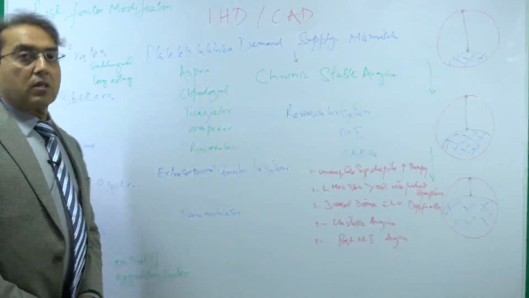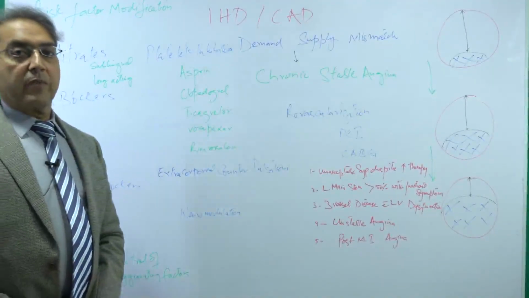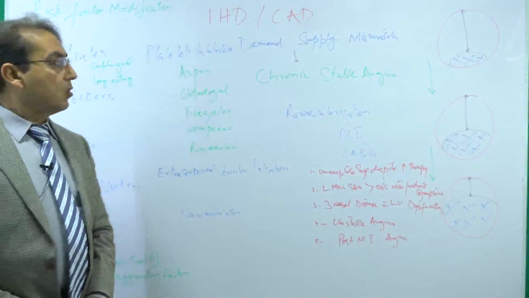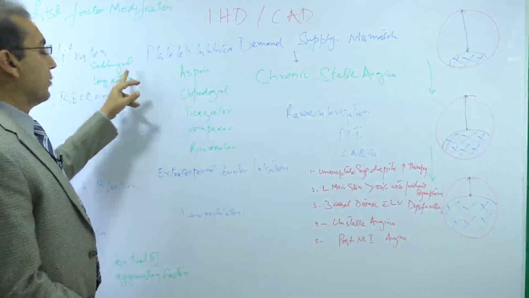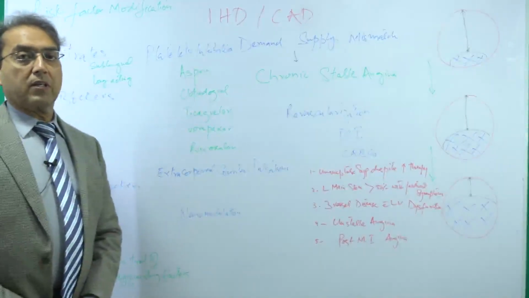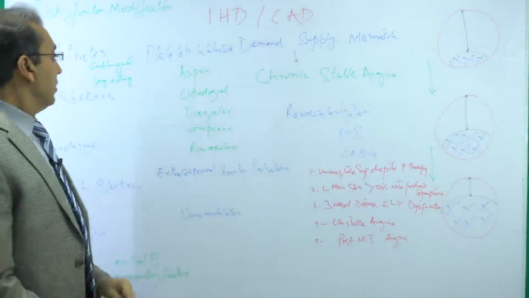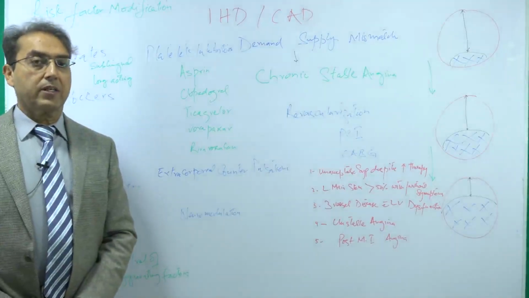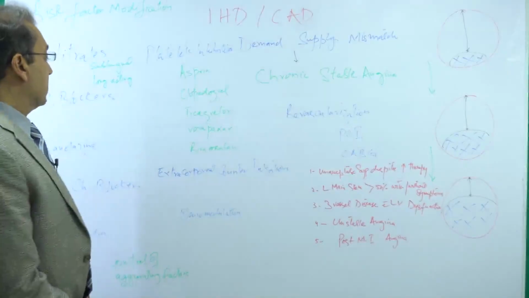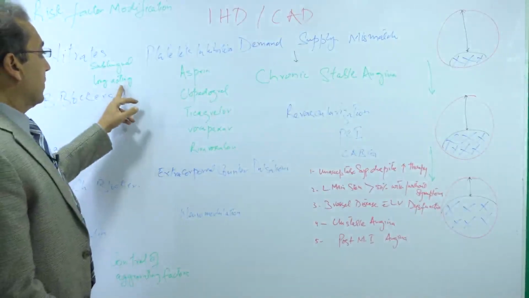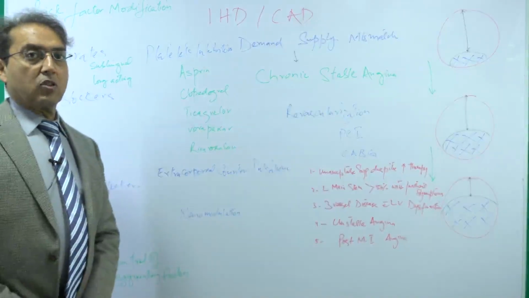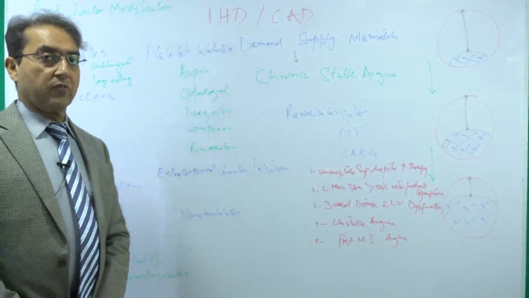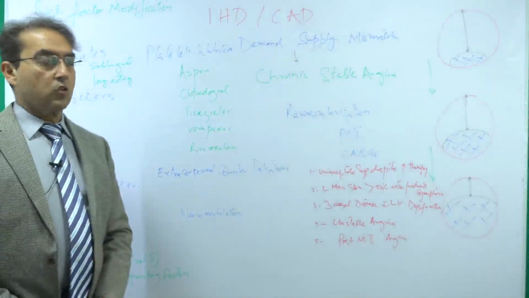Sublingual nitroglycerin or nitrates can be used just 5 minutes before the planned activity, so they can improve the patient's walking distance. 0.3 to 0.6 milligram of sublingual nitroglycerin can be used, or a translingual spray can also be used. And then we can use long-acting nitrates, isosorbide mononitrate and isosorbide dinitrate, as tablets. But the problem with long-acting nitrates is that the patient develops tolerance, and there should be a nitrate-free interval daily. So a patient should be nitrate-free for 10 to 12 hours so that they remain effective.